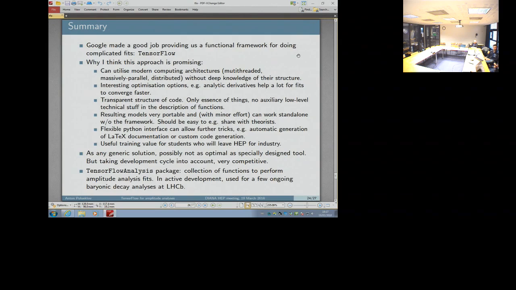Yeah, so we have this TensorFlow analysis package, which is basically a collection of functions. It is still in rather active development, and it's now used in some analyses at LHCb, but none of them is published yet. Right, so that's it. Thanks.